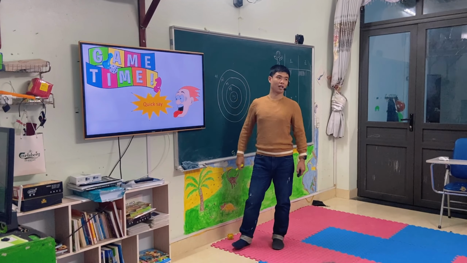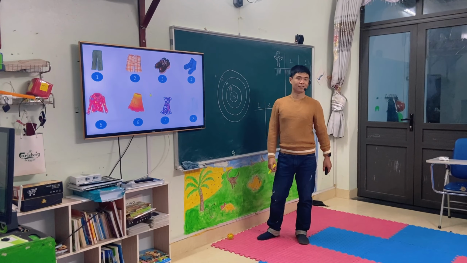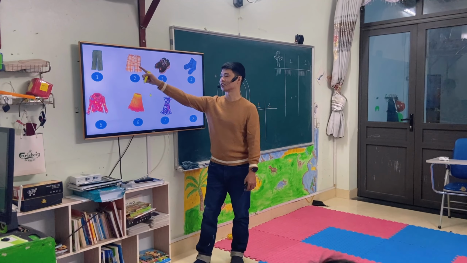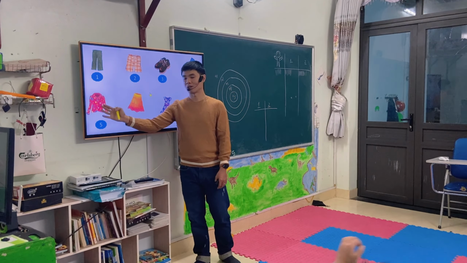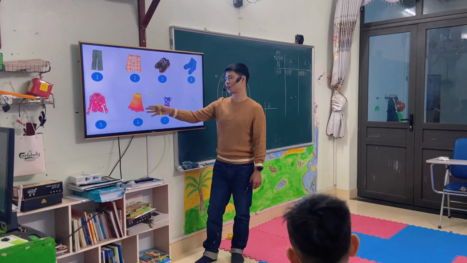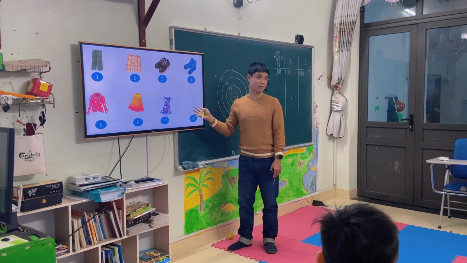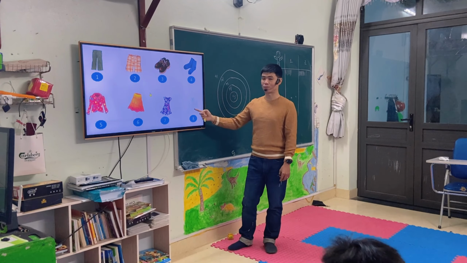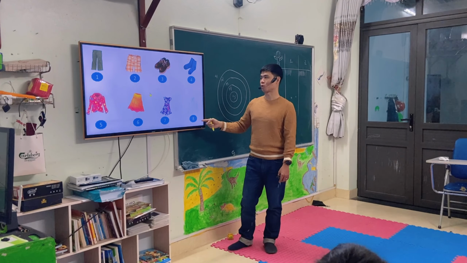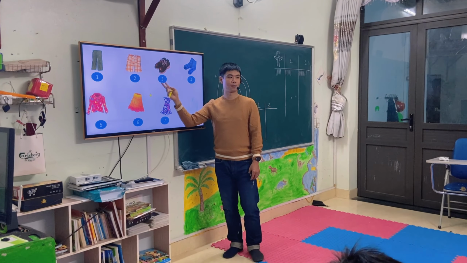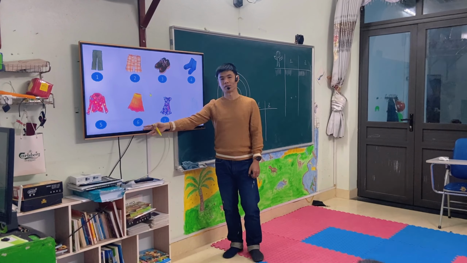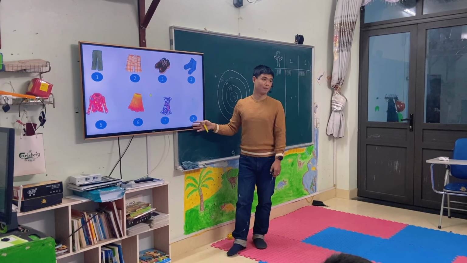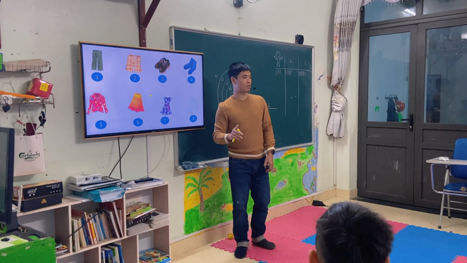The second game, let's see that. Quick set. I have some pictures. You see socks, shoes, shorts, pants, blouse, skirt, dress, and shirt. And we also have some numbers under them. First, I say the picture and you say the number. For example, when I say shoes, you say? Three. When I say skirt, you say? Six. When I say dress, you say? Seven. When I say shirt, you say? Which group can say fast so you get 1 point?